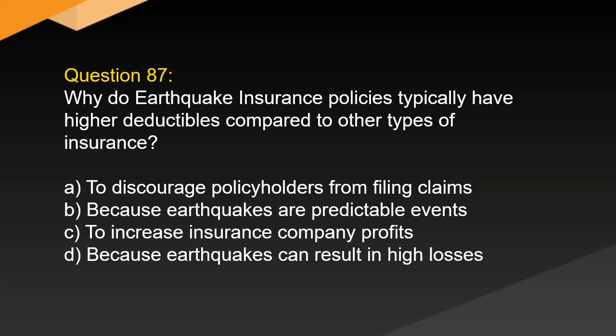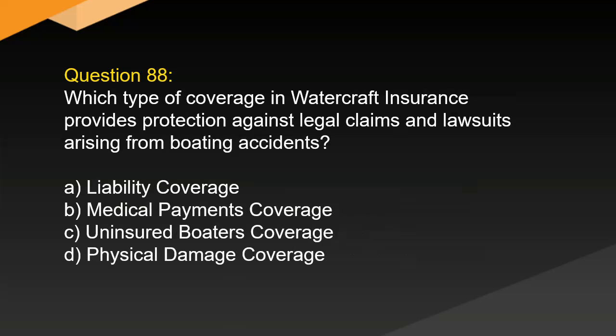Question 87. Why do earthquake insurance policies typically have higher deductibles compared to other types of insurance? A. To discourage policyholders from filing claims. B. Because earthquakes are predictable events. C. To increase insurance company profits. D. Because earthquakes can result in high losses.